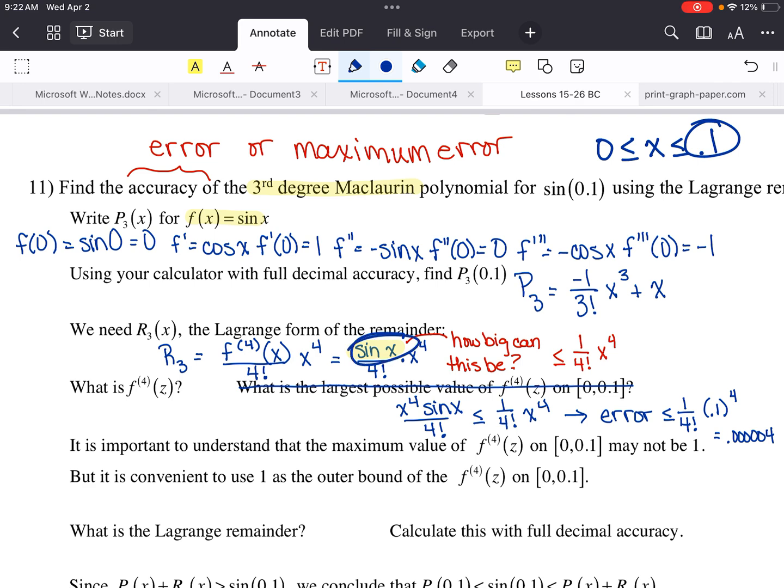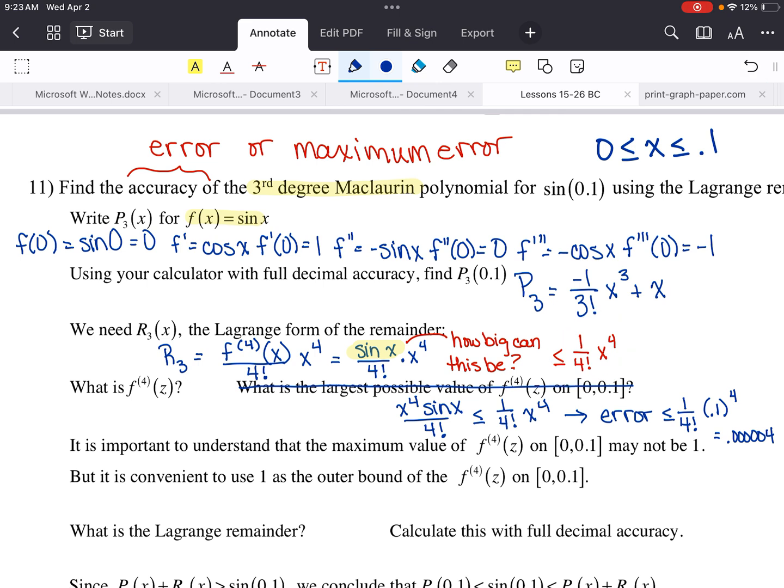Because that's the biggest. Oh, wait, I don't know, because I don't know sine of 0.1, because that's not a number on my unit circle. Okay, well, what else do I know about sine? The biggest it could possibly be ever is 1. So the biggest this term could ever be is 1 over 4 factorial x to the fourth. Sine might be less than 1, and that would be okay, but the worst case scenario is this.